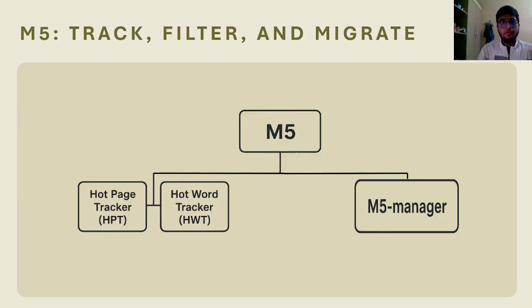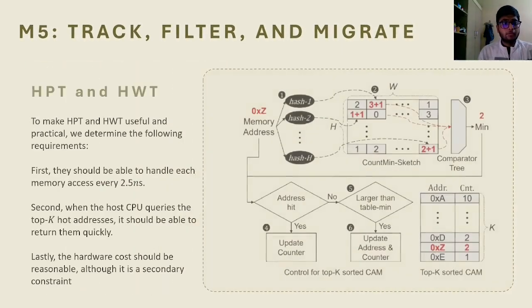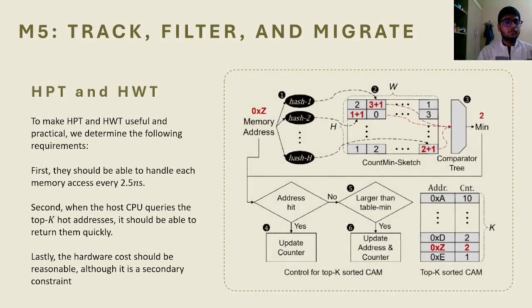So this consumes a lot of CPU cycles and degrades performance. To counter this, we propose the hot page tracker and hot word tracker. To make them useful and practical, we determine the following requirements. First, they should be able to handle each memory access every 2.5 nanoseconds. Second, when the host CPU queries the top k hot addresses, it should be able to return them quickly. Lastly, the hardware cost should be reasonable, although it is a secondary constraint.